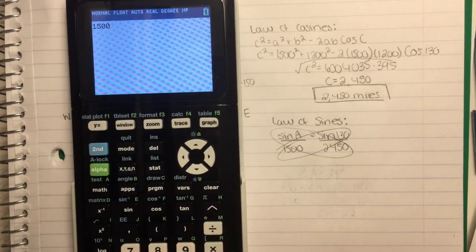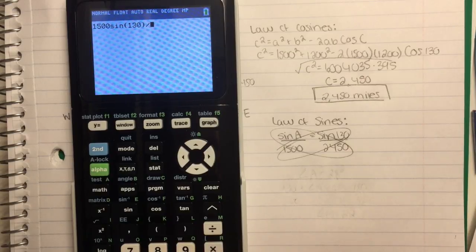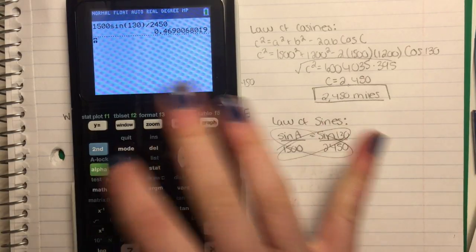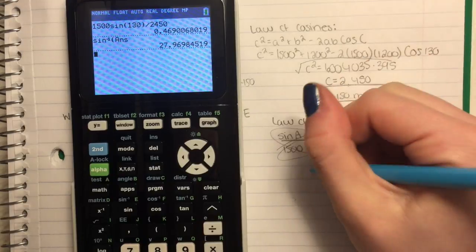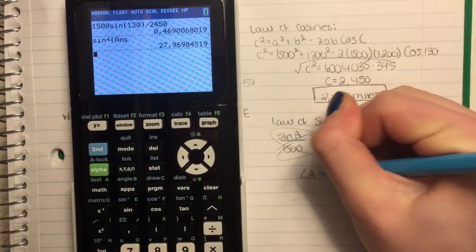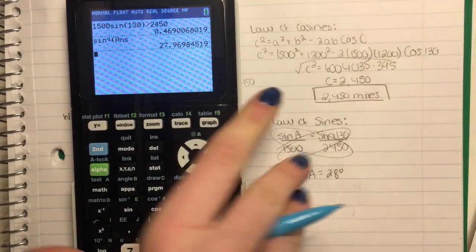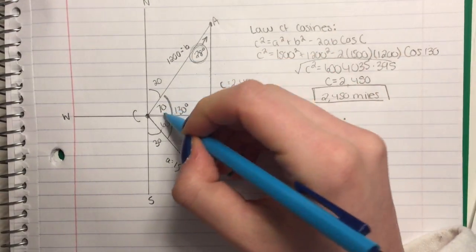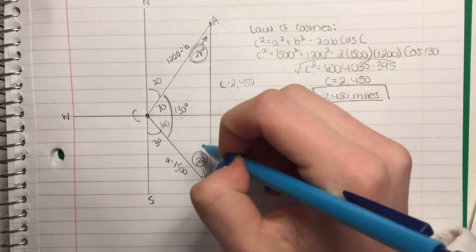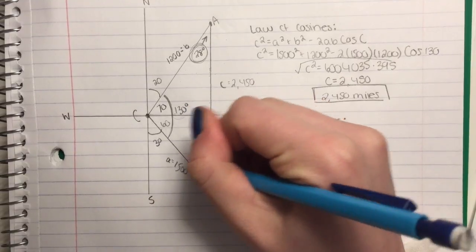So we have 1,500 times sine 130 divided by 2,450. And then we can use the inverse of sine to find our angle A. So angle A equals 28 degrees. And we can place that right here. And we know that all the angles in a triangle add up to 180. So that makes angle B equal to 22 degrees.